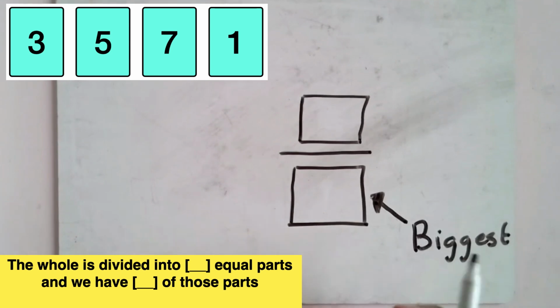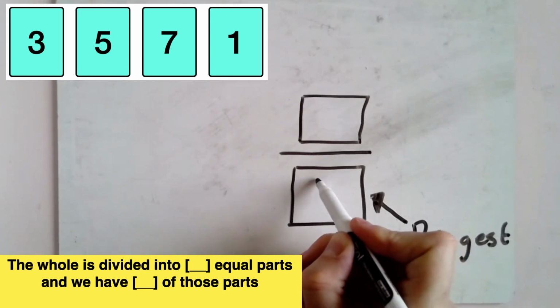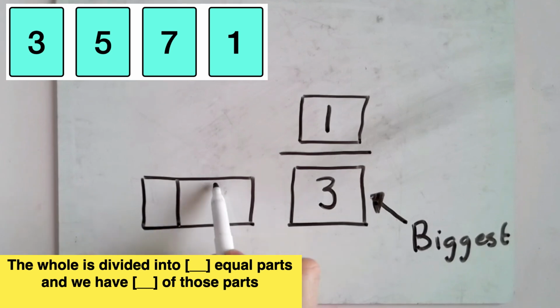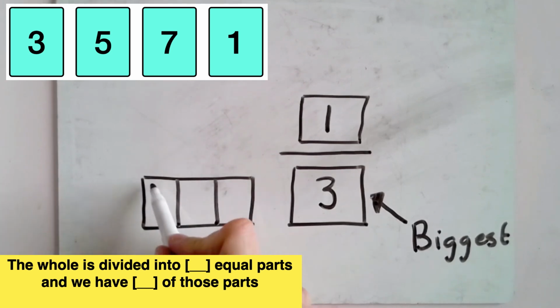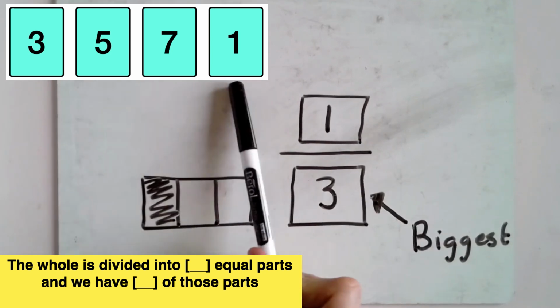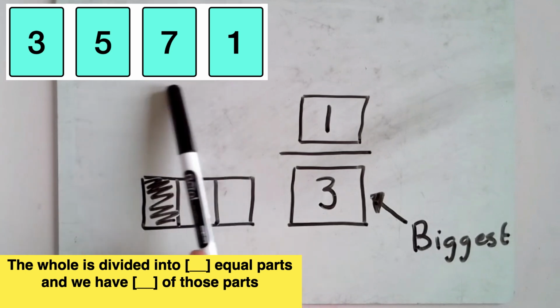So I'm going to pick one. I know if I put 3 as my denominator, and I'm going to put 1 on the top, so that's 1/3. Now once I've created it, I also need to draw the bar for it as well. I've got a bar divided into 3 equal parts, and I've got 1 of those parts. And what I want you guys to do is see how many different fractions you can make using all of these numbers at the top. How many can you make using those numbers?